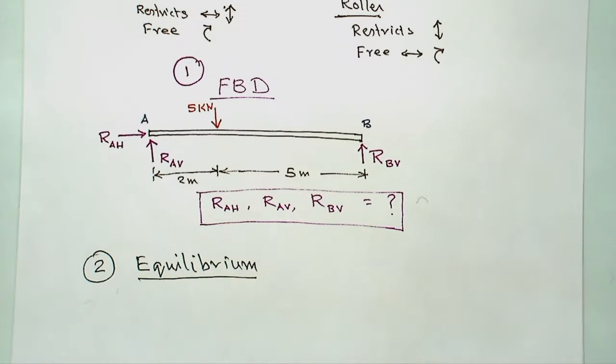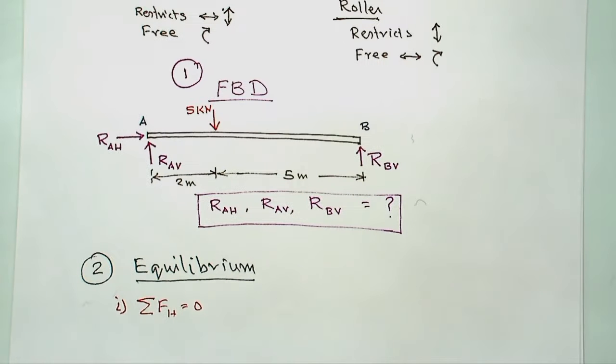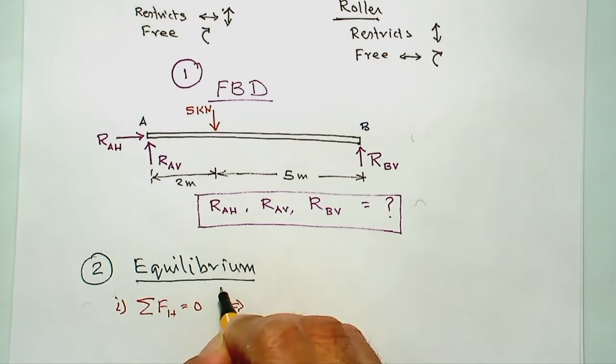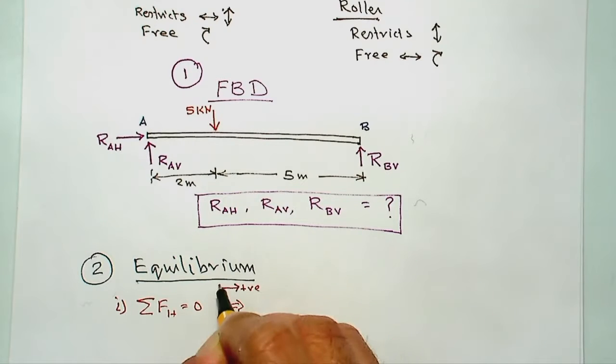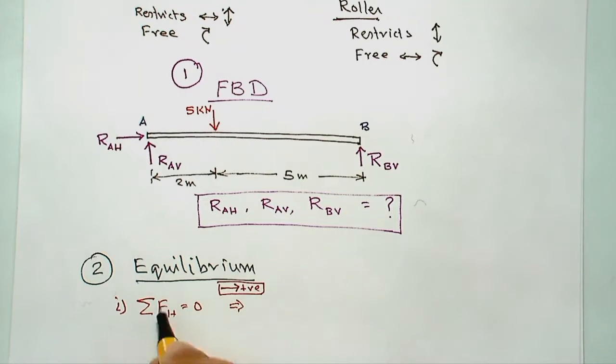So equilibrium you can have in any varieties you want. So we'll go to the simple one first. Summation of horizontal forces is 0. So this is our first equilibrium equation. So what have we got? You could take a sign convention. Let's say you take force going from left to right as positive. So this is your horizontal force convention.